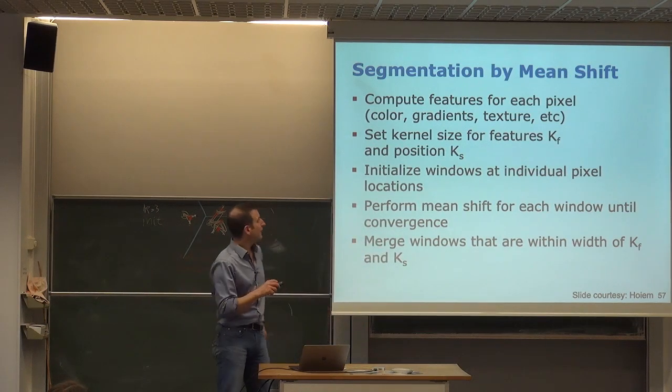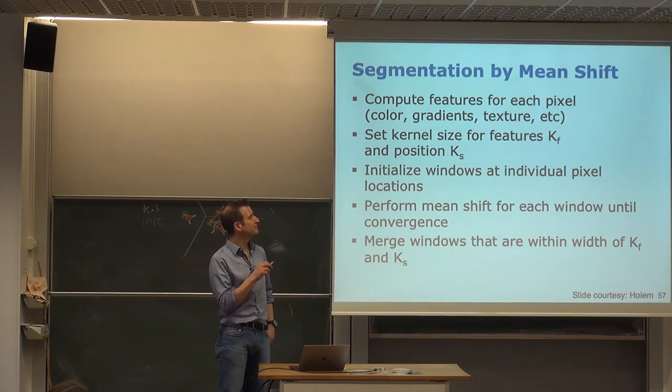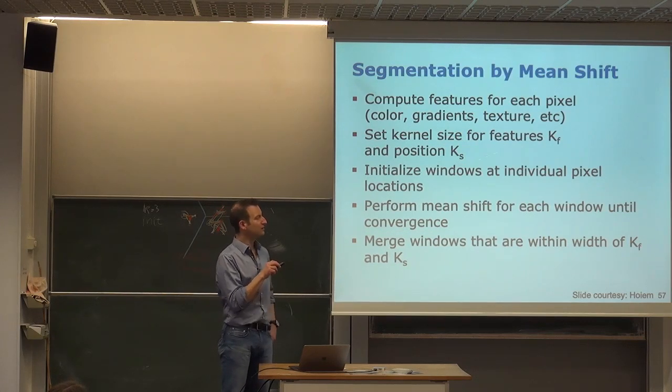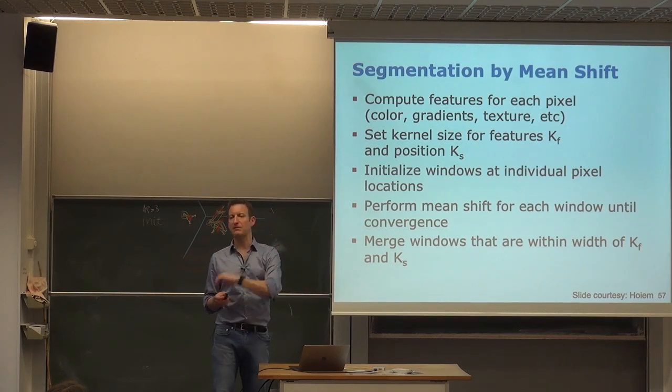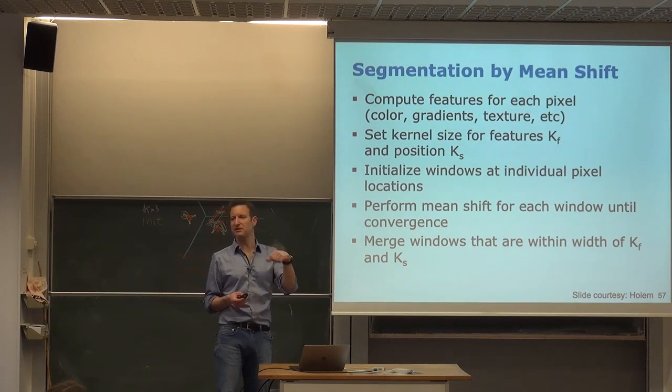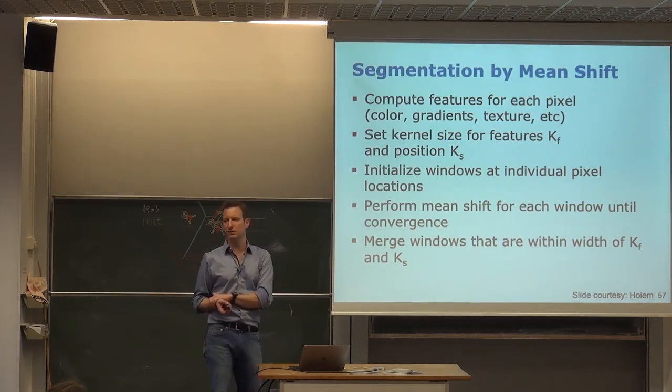And in the end, what you typically have, you need to set your kernel size for the feature descriptor and for the position. So in this example, for example, color and position in the image. And they have two different kernels. They're typically the same kernel function, the Gaussian, but you use different bandwidth parameters because a difference of 3 in pixels means something else than a difference of 3 in intensity values.